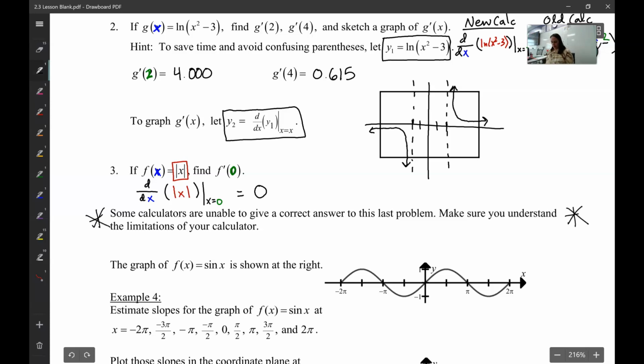Some calculators might give you the wrong answer on this problem. So whenever you're doing this, make sure you're using logic with your answers and thinking about, is it differentiable at that point, before just trusting whatever your calculator gives you. Okay, that's all for this very long video. In the next video, we're going to talk about derivatives of sine and cosine.